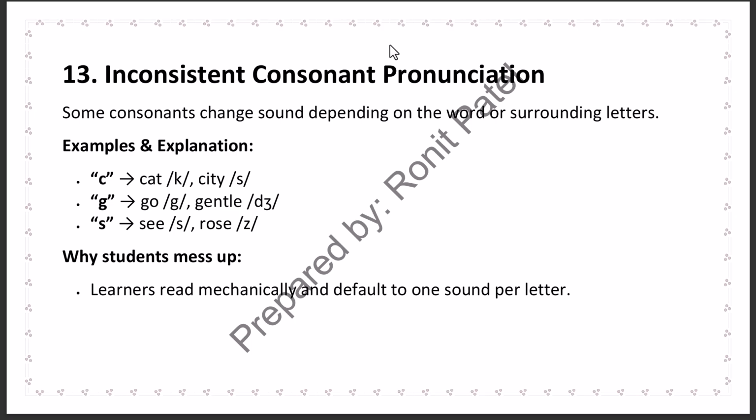Finally, for this section, we examine letters that change sound depending on context. Like C. In cat, it is K, but in city, it is S. Many students assume one letter equals one sound, but English does not work that way, and mechanical reading produces systematic pronunciation errors. So, the final lesson from this slide is English pronunciation is pattern based, not alphabet based. You must learn sound behavior in real words, not just letters in isolation.